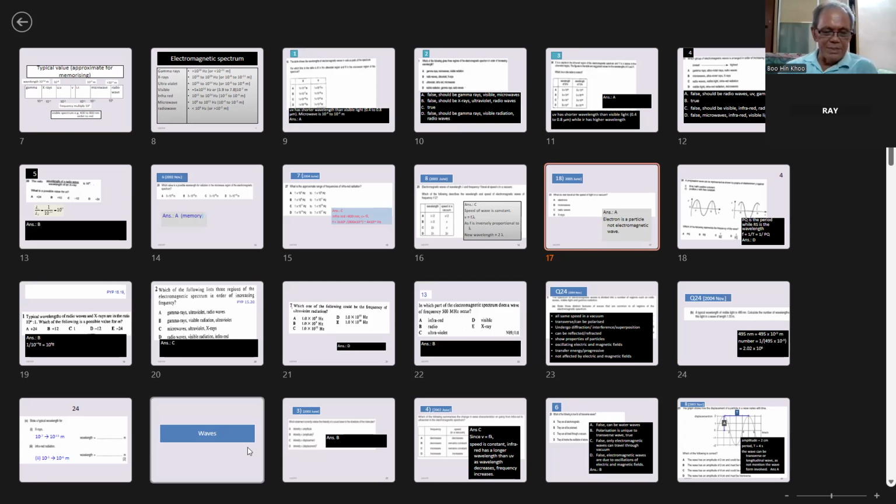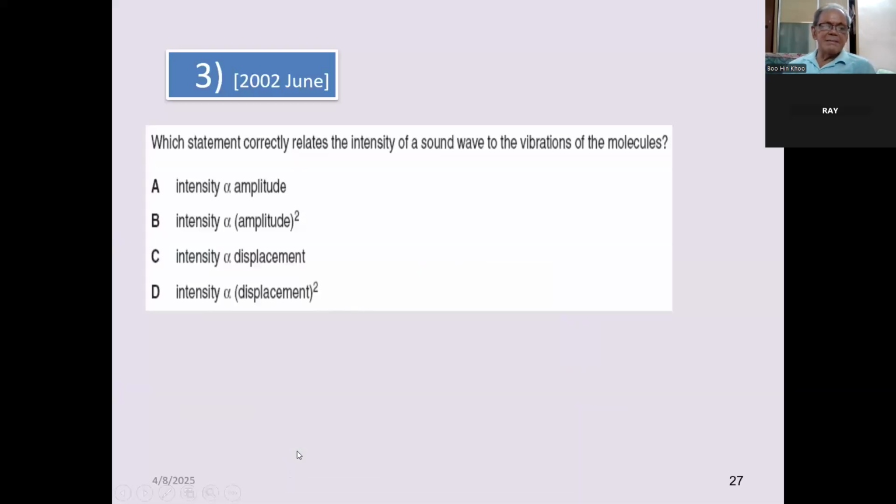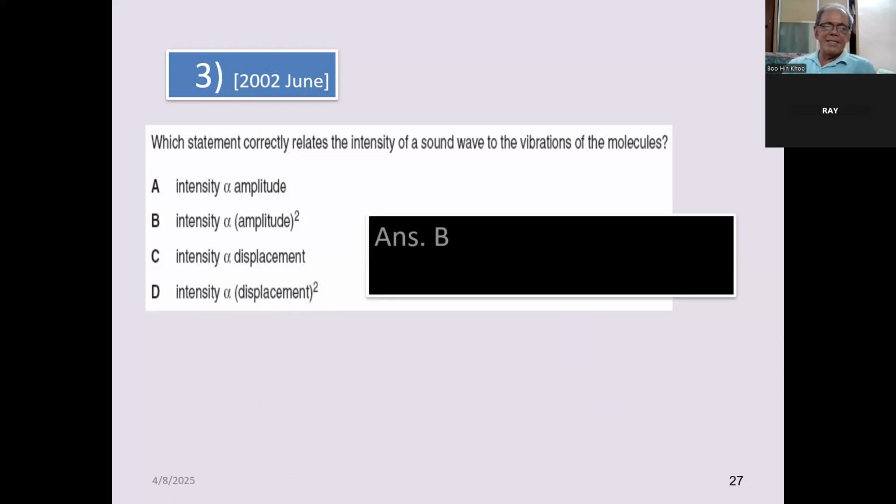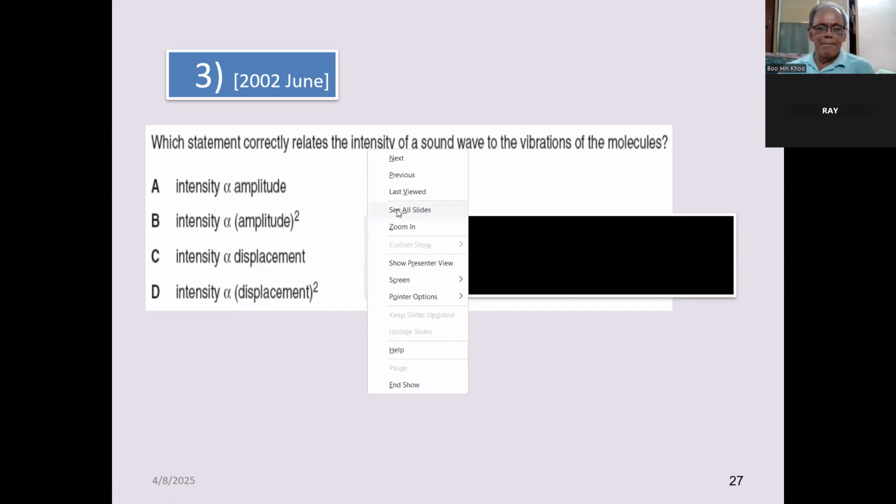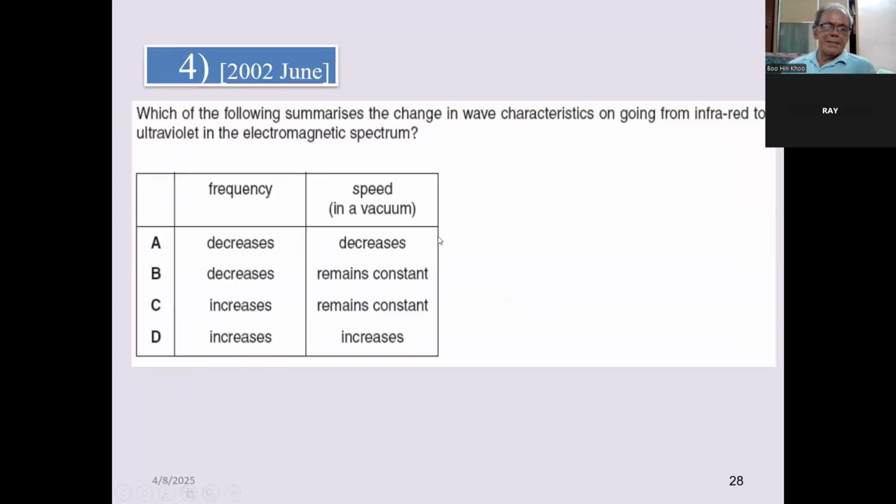Okay, let's go to waves. Memory work. Go and download from YouTube and then review it if you are still not ready yet. What's the answer? Memory work only. Answer is B. How about this one?